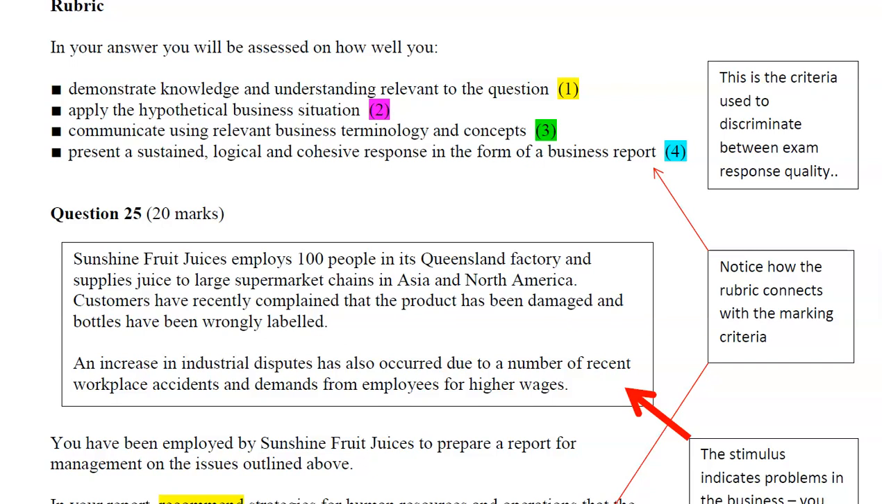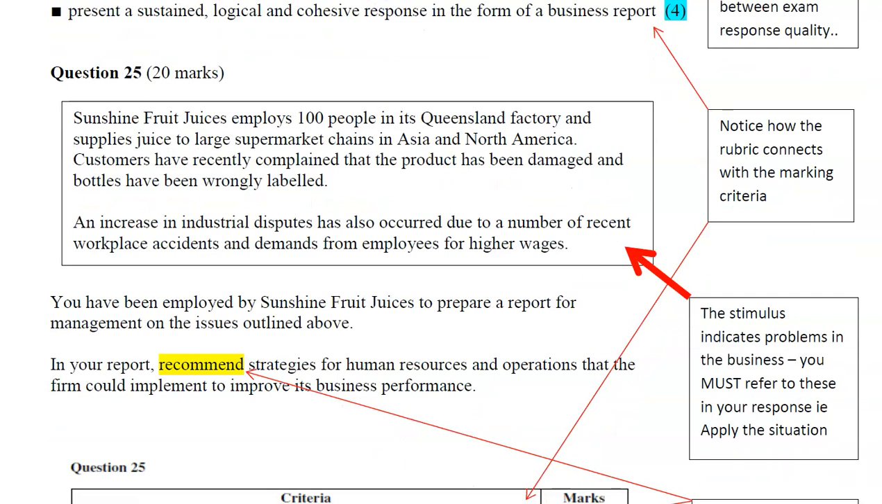So this criteria is used to discriminate between exam response quality, and we want students to understand why this is important and that they need to make sure that they're familiar with this each time they start writing their response. So the stimulus question here has some information that students need to consider as they complete their response. So it indicates problems in the business that students must refer to in their response. So for example, they must apply the situation that's presented.